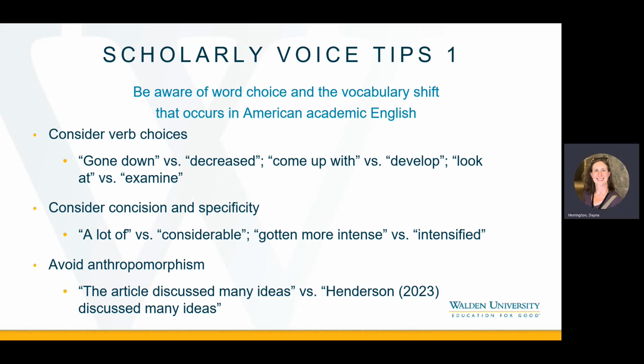Avoiding anthropomorphism is a third bullet point here. Anthropomorphism is the attribution of human characteristics to non-human entities. When there is anthropomorphism, the language is less concise and precise, and this can lead to ambiguity or to misleading communication. An example I included on this slide is, the article discussed many ideas. An article is not a human, so it can't discuss anything. If I revise this to Henderson 2023 discussed many ideas, I get rid of the anthropomorphism here and use much more precise language. This also elevates scholarly voice because the communication is more clear.